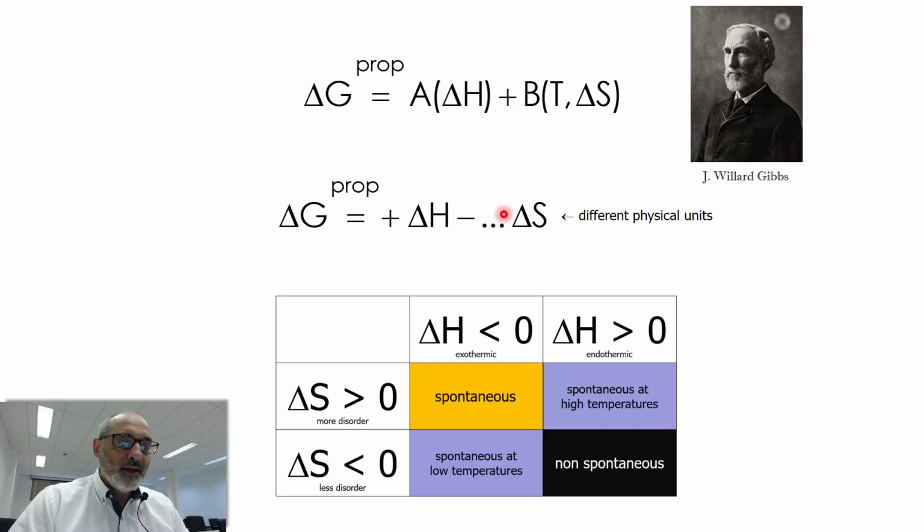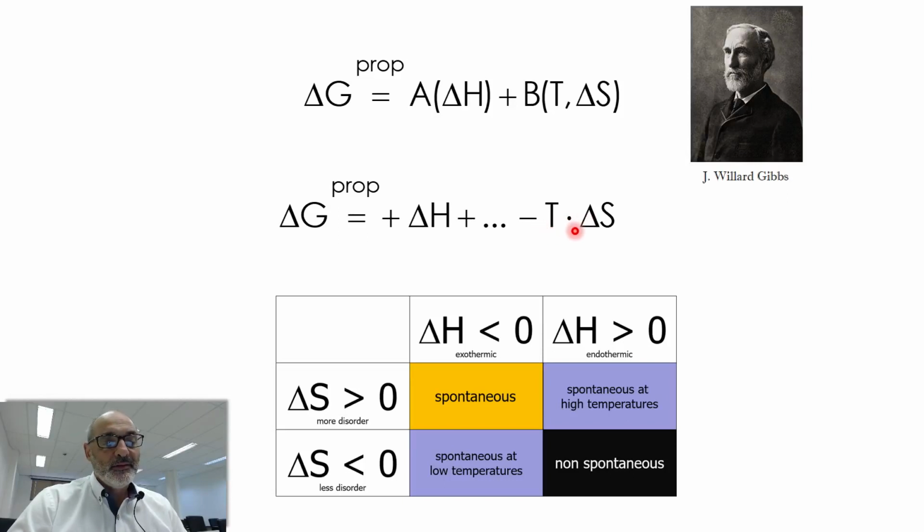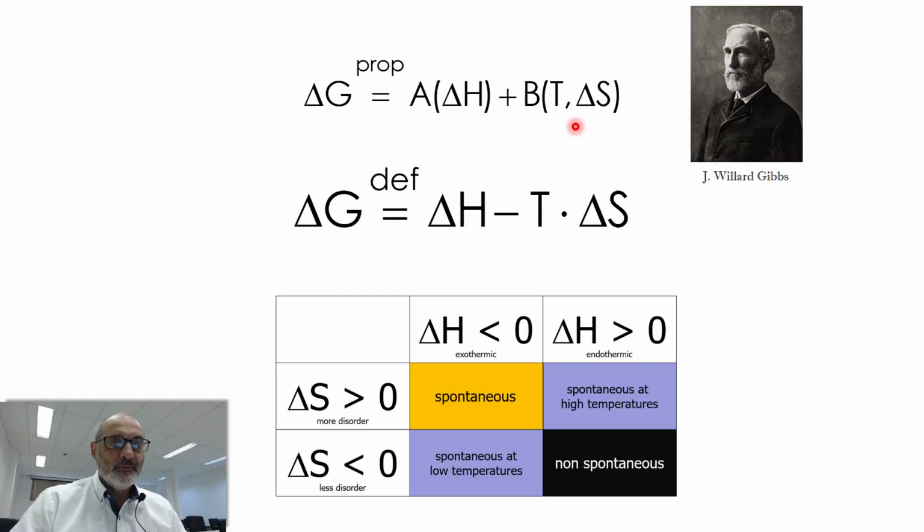Only that delta S must be multiplied by something here, because I cannot add these two variables since they have different physical units. And we also have to consider temperature in the equation. So we're going to propose multiplying delta S by T, minus T. This solves the problem of proposing B. And finally, we're going to define delta G as being delta H minus T times delta S.